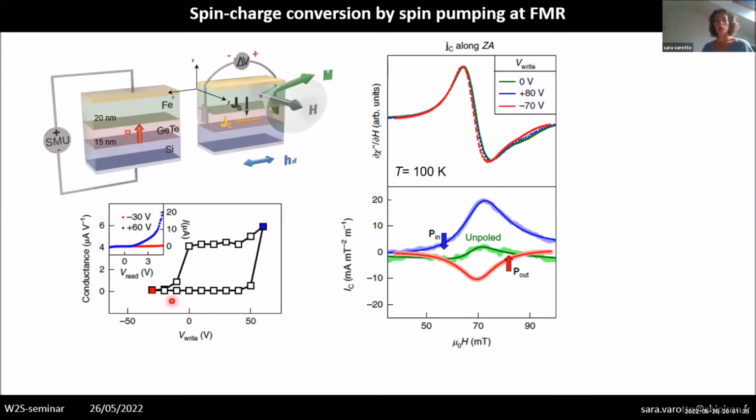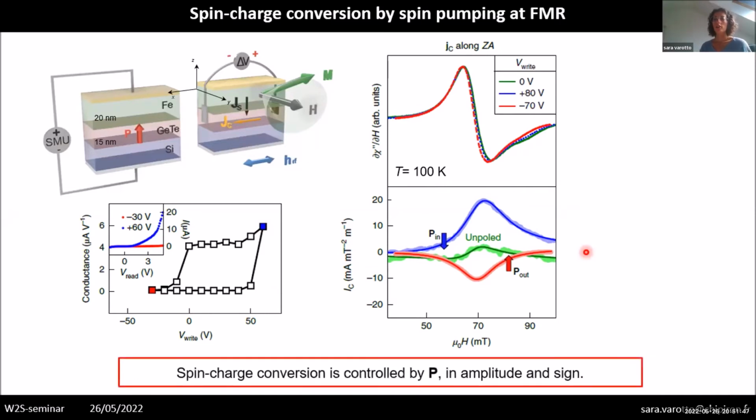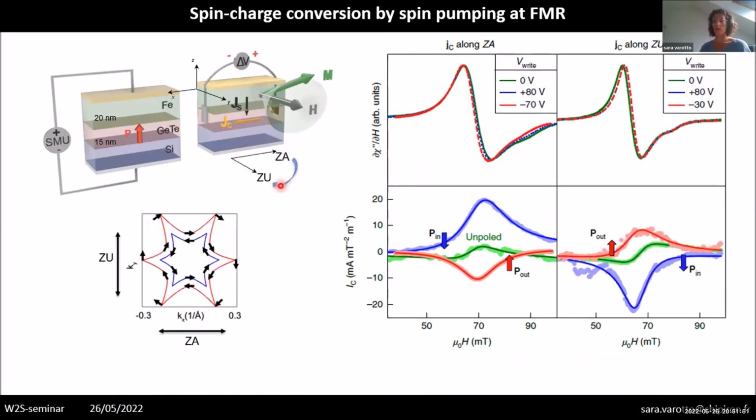And if we change to the other state, that is the outward state, we get a negative charge current production. So this means that we are changing ferroelectricity, and at the same time, we are getting different spin to charge conversion signs. And if now we consider different crystallographic directions, because our band structure is not isotropic anymore, it's not circular, we have some star that depends on the crystal.